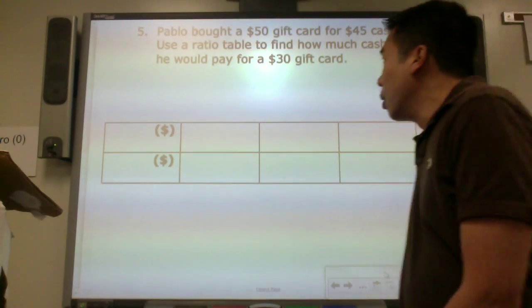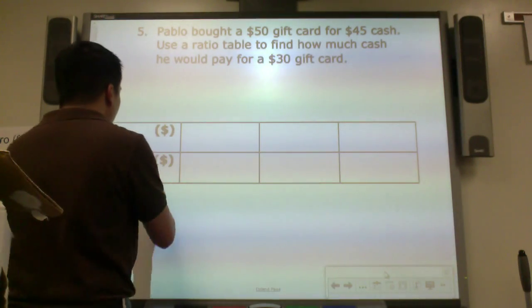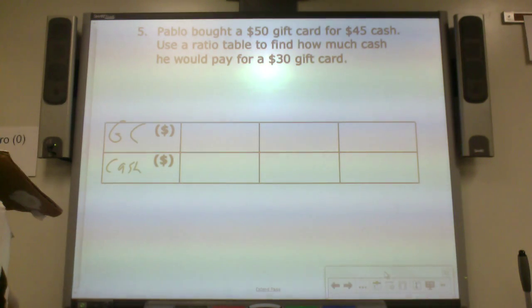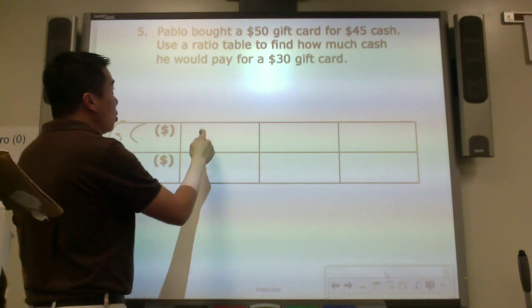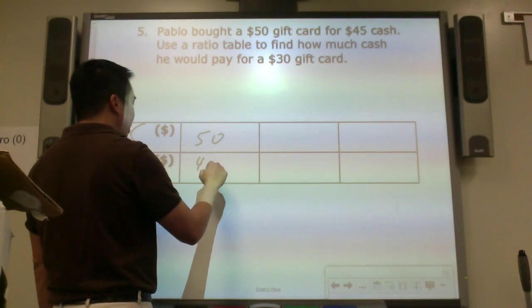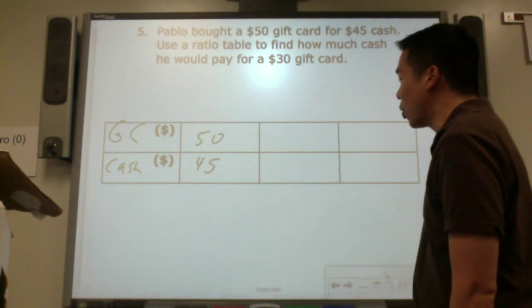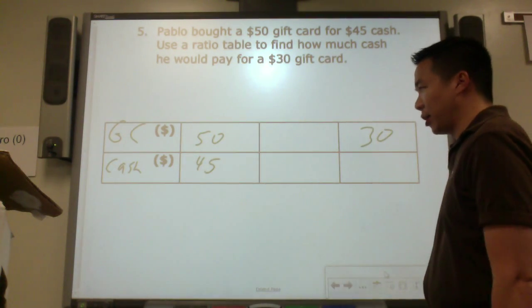Number 5. Pablo bought a $50 gift card for $45 cash. Use the ratio table to find how much cash he would pay for a $30 gift card. So he has a $50 gift card, $45 cash. I want to know how much it will cost cash-wise to get a $30 gift card.